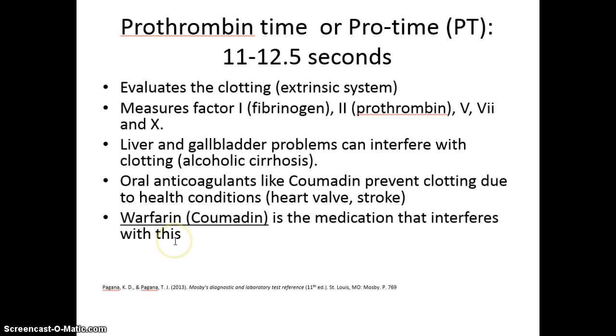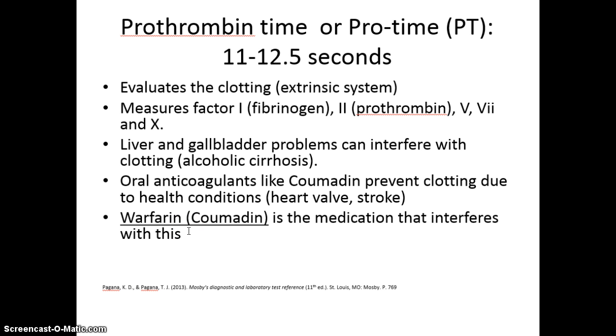When we look at the PT or pro time, it helps us with that extrinsic clotting system, and it measures factors 1, 2, 5, 8, and 10. When we look at somebody that possibly has cirrhosis of the liver because of alcohol or gallbladder problems, that can interfere with clotting because these clotting factors are made in the liver, and if the liver is not healthy, they can bleed to death very quickly.